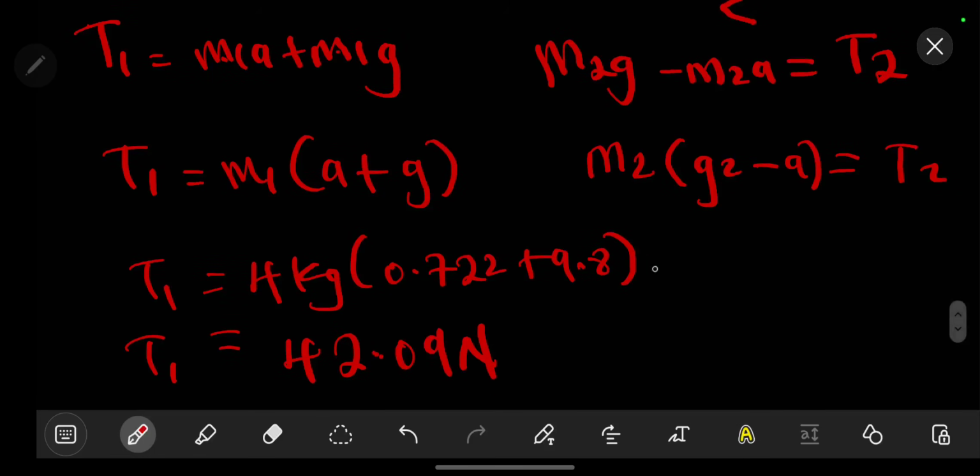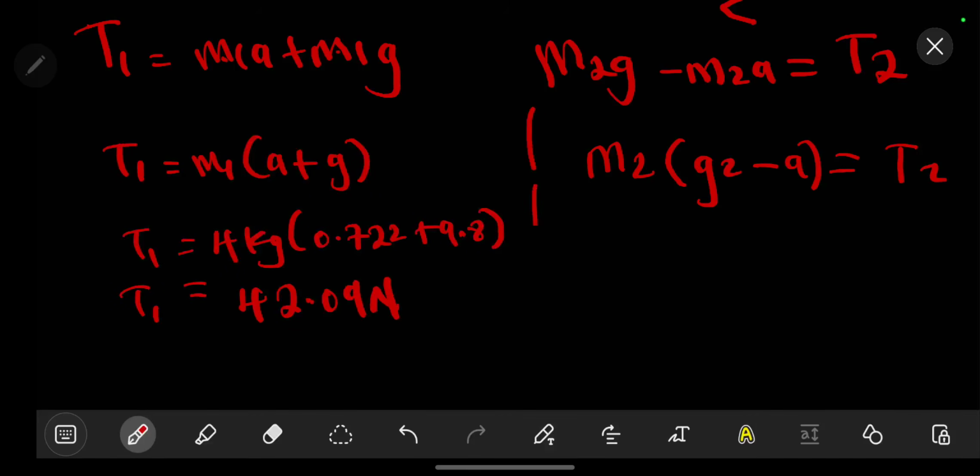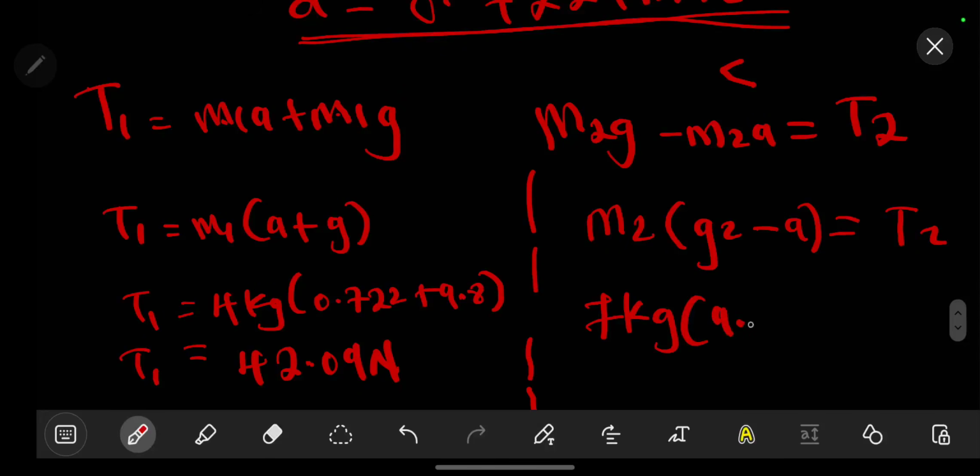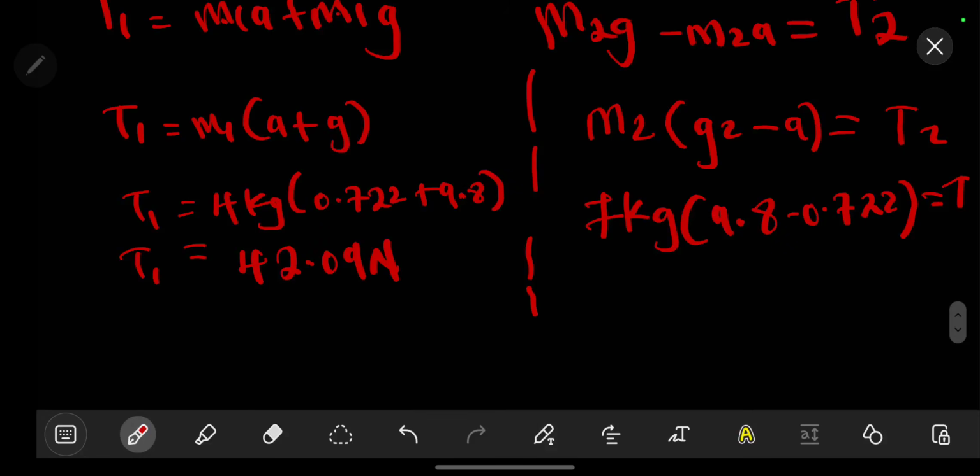Then for tension number 2, we are going to have our m2. Our m2 in this case was the one equivalent to 7 kg. Then gravity 9.8 minus our 0.722, which should be equal to T2. Space has run out for me. So we have 9.8 minus 0.722, times 7. This is going to give us 63.55 newtons, which should be equal to tension number 2.